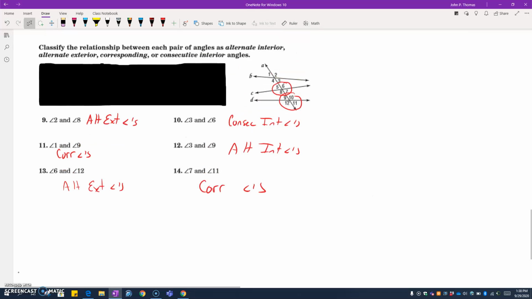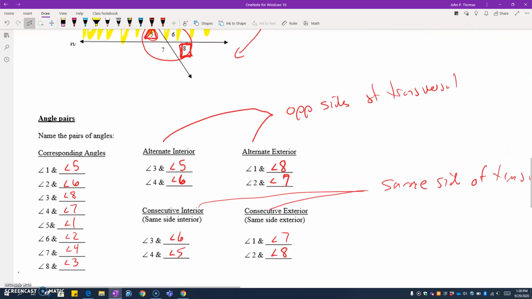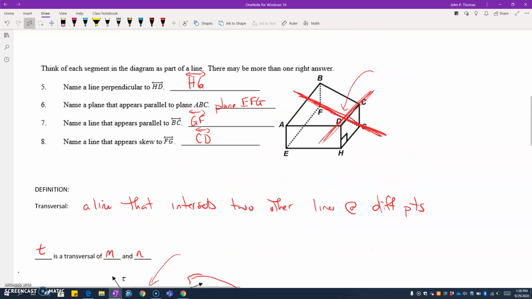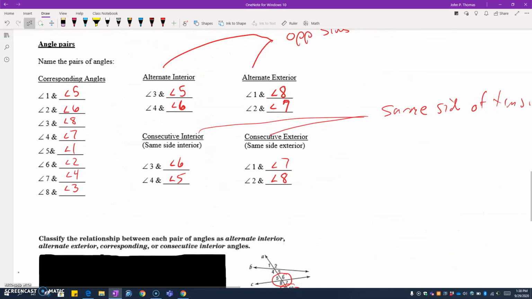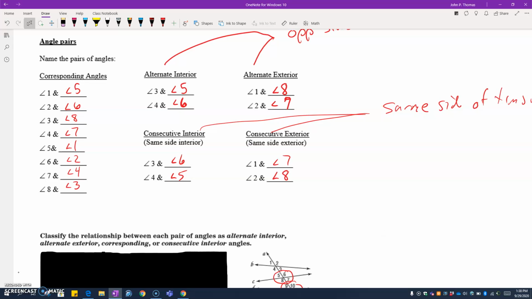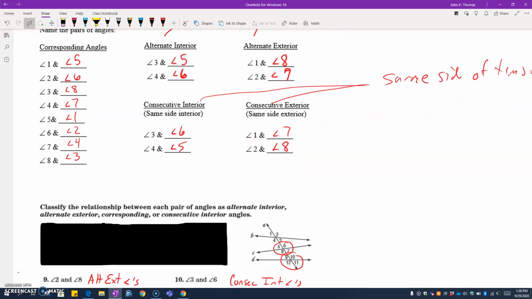So that takes us through the notes for today. Again, it's mostly a vocab day. We're going to come back, and over the next few sections, we're going to learn a lot of properties that are associated with those classifications. We'll see that corresponding angles are congruent, alternate interior angles are congruent, consecutive interior angles are supplemental, and we'll build a whole lot of relationships, and we'll also prove that those relationships have to be 100% true.